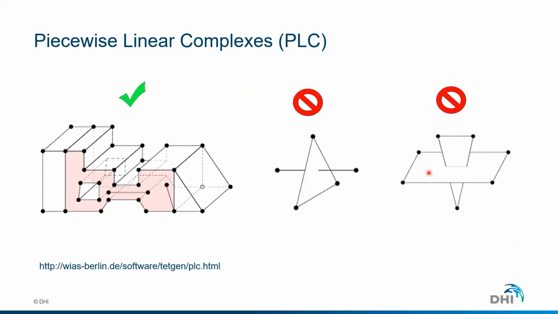So the major problem with this is the definition of what we require to create a tetrahedral mesh or volumetric mesh. So we use a mesh generator called TetGen, and TetGen follows this PLC, piecewise linear complex.